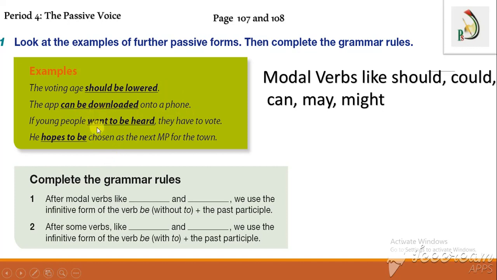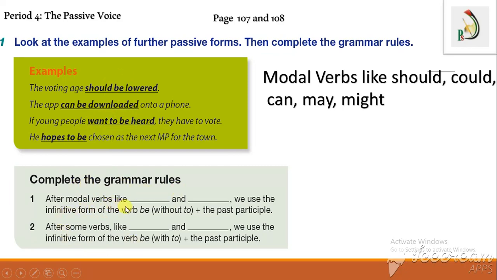If they are in infinitive, how can we change them into passive? By adding to be. If young people want to be heard, they have to vote. He hopes to be chosen as the next PM for the town. So with the modal verb we add be, but with the infinitive we add to be. Now let's complete the grammar rules.